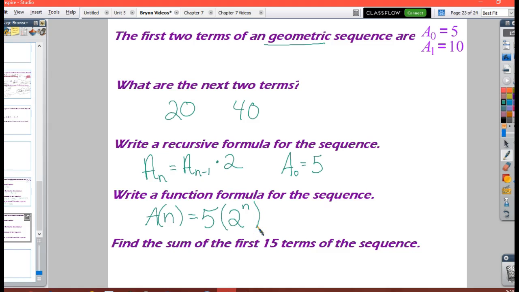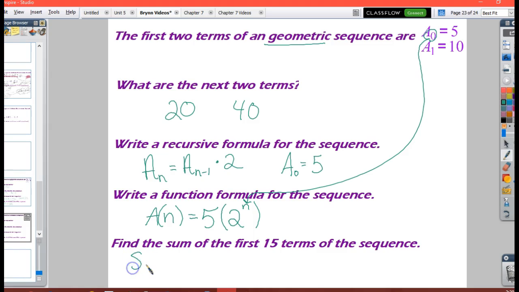Always check if your equation actually works. So if you plug in 0 into your equation, 2 to the 0 makes 1, 1 times 5 makes 5, and that works. Try it with 1, 2 to the 1 is 2, and so 2 times 5 makes 10. That should work. Now we want the sum of the first 15 terms of the sequence.